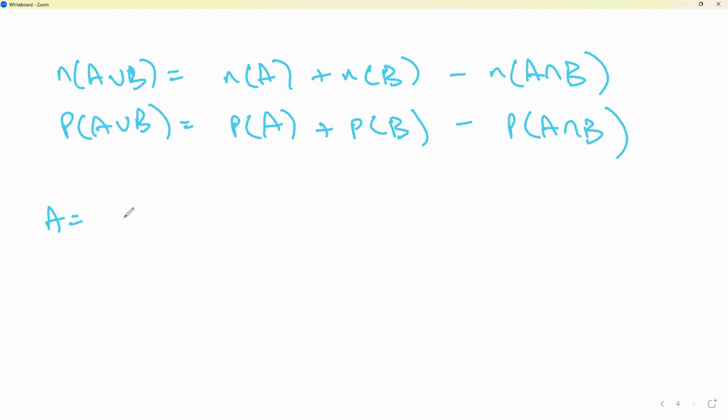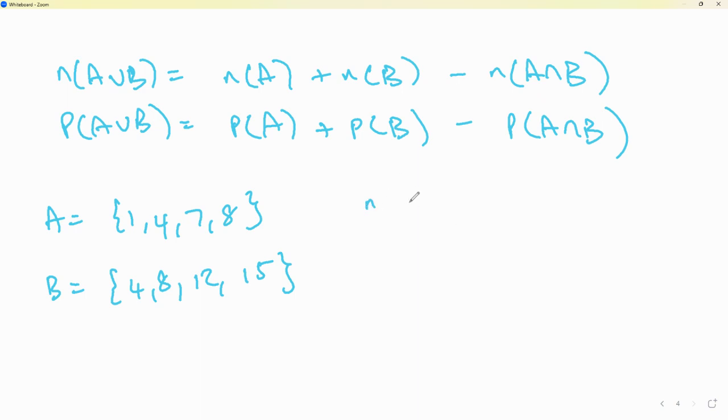So if I'm given some event A, which is equal to 1, 4, 7, and 8, and I'm given B, which is going to be 4, 8, 12, and 15, and I'm asked to find the probability of A or B, or the total number in A or B, or just A or B, I'm going to have to take A plus B minus the intersection of it. Now, what is the intersection of these two? It's where they overlap. In this case, it's 4 and 8.